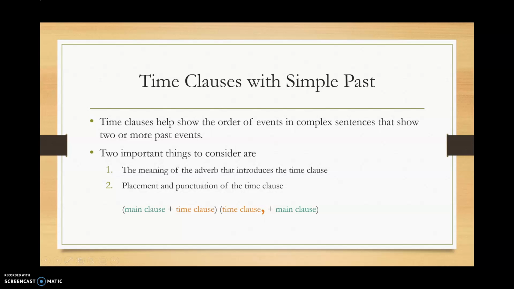And you have a couple of options here. One, you can have the main clause and then the time clause right after that. Or you can have the time clause first with a comma and then the main clause. Okay, so when I'm giving examples here, just remember that you can flip these around, as long as you have the comma, you use the right placement and punctuation of the time clause. Okay, let's look at some of these adverbs that introduce time clauses now.